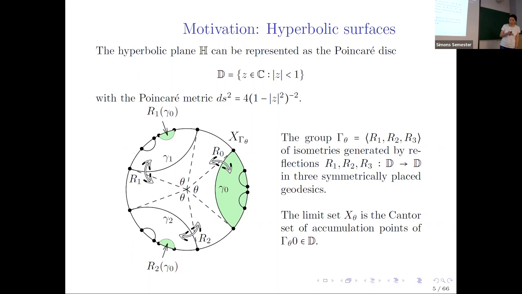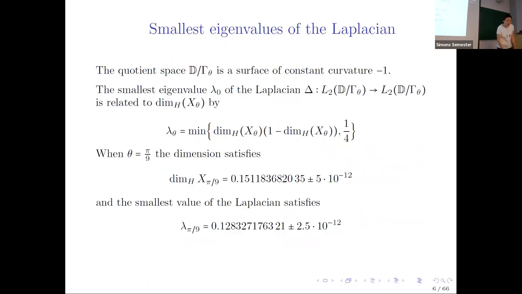It is well known that if you consider the factor space of the hyperbolic plane by the group action, then you get a hyperbolic surface. And on this surface, one can consider a Laplacian operator, the usual Laplacian operator that we know and love. It has the smallest real eigenvalue, which is connected to the Hausdorff dimension of the limit set using this formula. So in particular, if we can somehow find a way to compute the Hausdorff dimension of the limit set, then we also obtain a bound on the smallest eigenvalue of the Laplacian operator. This might be a completely different application, but the method that we are going to discuss still applies.